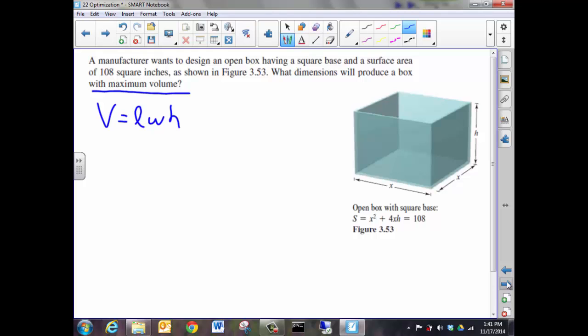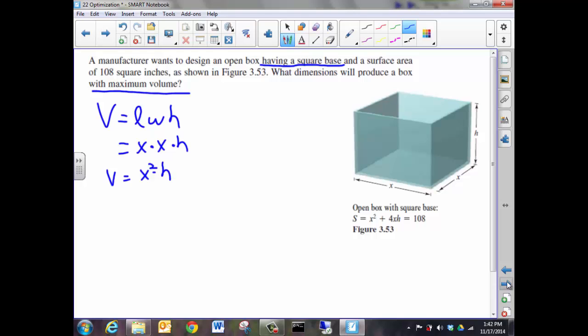What's special about our box? It's an open box. What else is special about it? The bottom is square. So what does that mean? If the box is square, length and width are the same. So we can say for the length, it can be X. The width can be X. Now the height can be anything because we don't know what it is yet. But it says it has a square base. The bottom of it has to be that. So we can simplify our volume to being X squared H.